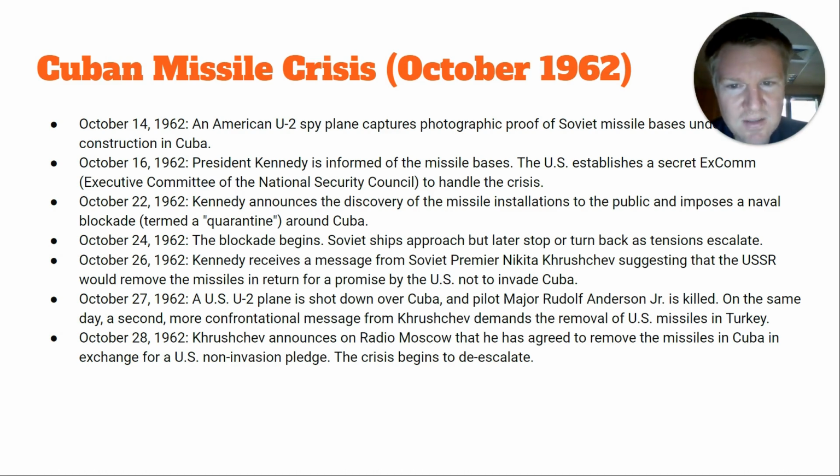October 27th, a U.S. U-2 spy plane is shot down over Cuba, and the pilot is killed. Rudolph Anderson Jr. is killed. Same day, another message comes from Khrushchev, and he demands the removal of the U.S. missiles in Turkey.